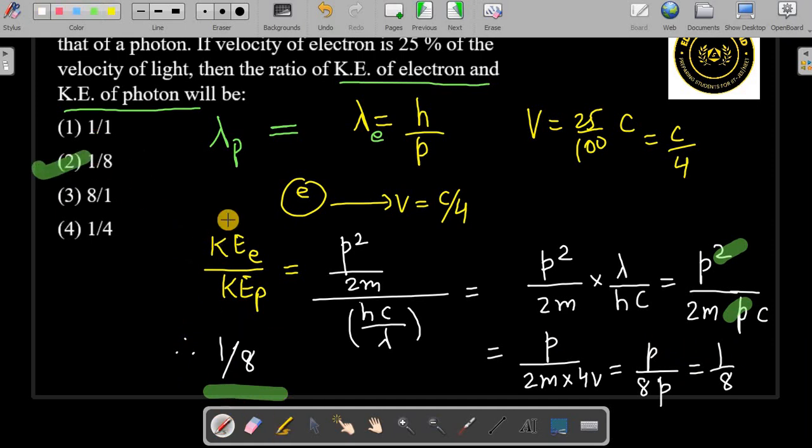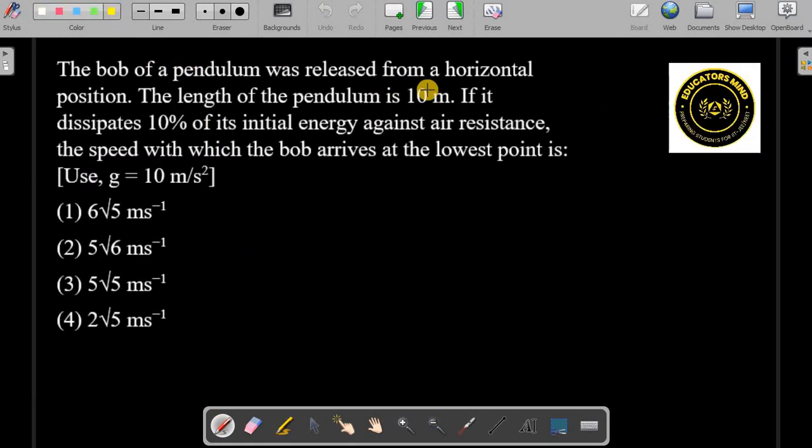Let us move to the next question. The bob of a pendulum was released from horizontal position. So this is the bob, and let's say it is released. This is the center, and we are releasing this. Let us say we have released it from this point. Okay, this is the bob. Then what happens?